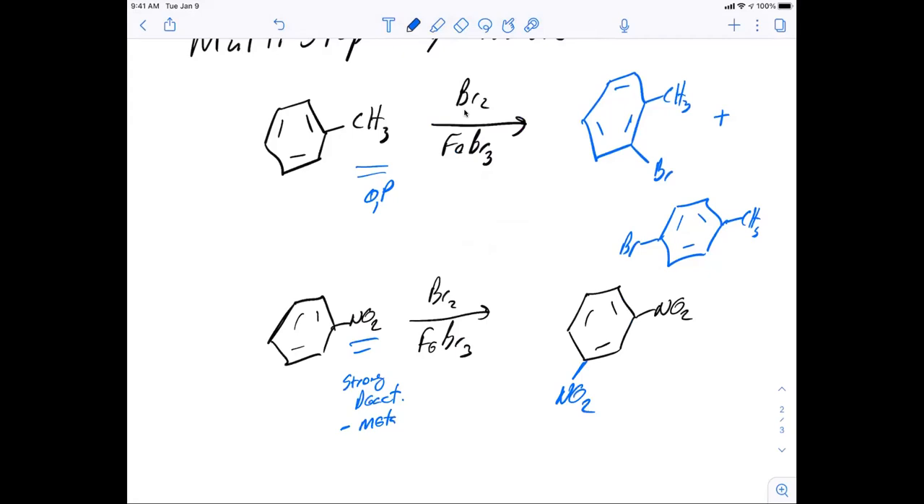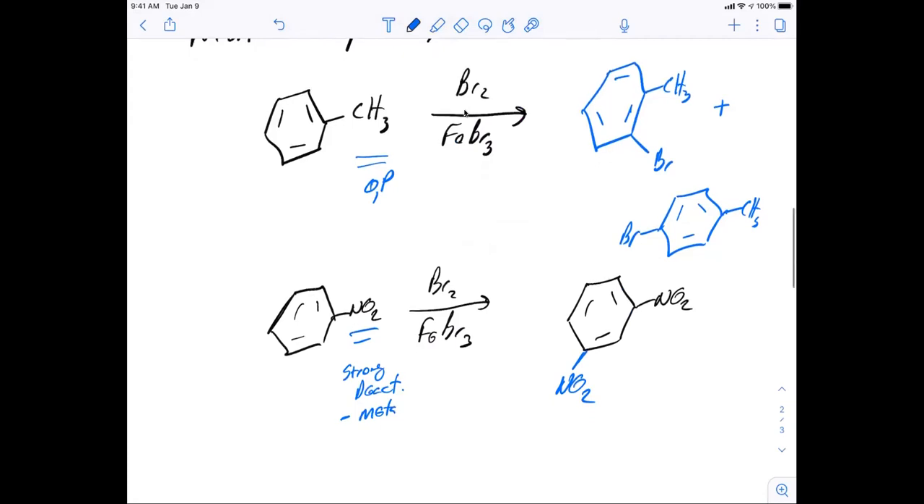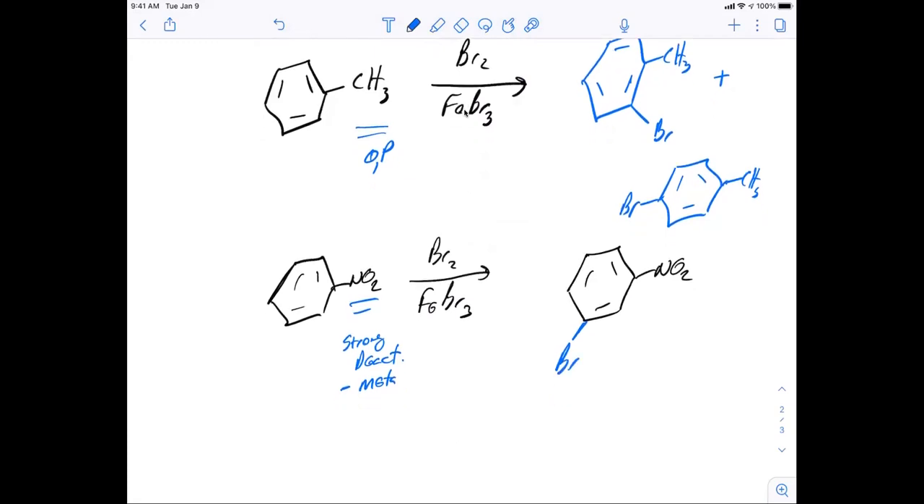So with my ortho and paras, I could have a chance of two products, and with my metas, I'm going to have one, just the meta. Now there's going to be a little bit of difference depending on the substituent groups, and we'll go over what some of those steric effects may be. Questions about these? Yes, ma'am. Oh yeah, it should be bromine. Sorry. Bromine. Thank you. Good catch.